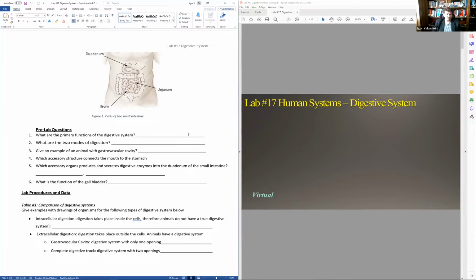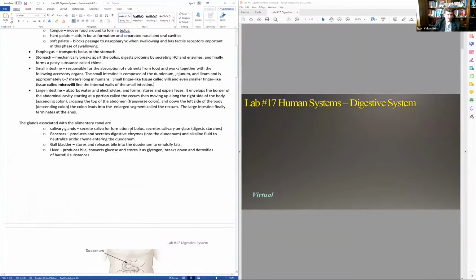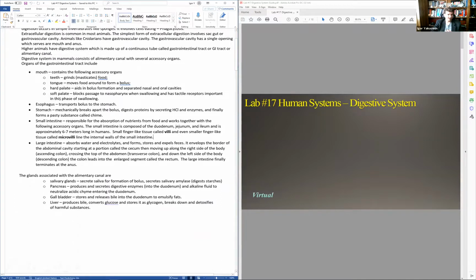That's fine. Accessory structures, question number 4. Which accessory structure connects the mouth to the stomach? The mouth is connected to the stomach through the esophagus, right? And I think we have it somewhere. Here we go, esophagus.